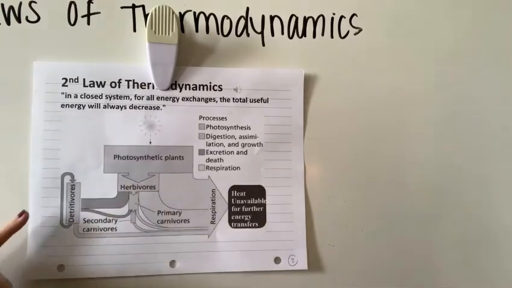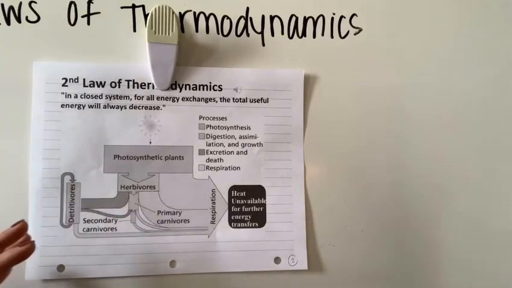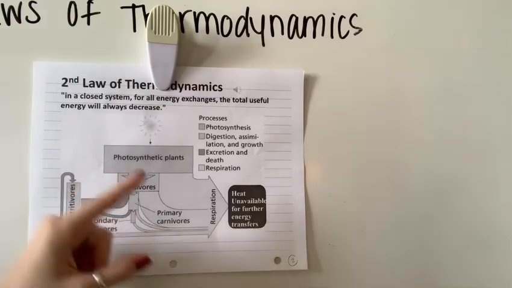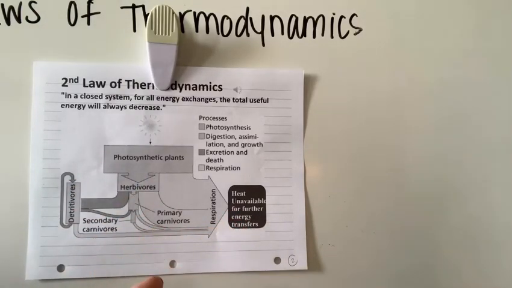Once all of this goes through, and you can see all of this connects, they all use respiration. This respiration is a metabolic reaction and process that takes place in order for the animal's cells to convert that energy. So once it goes through here, the heat unavailable for further energy will transfer.